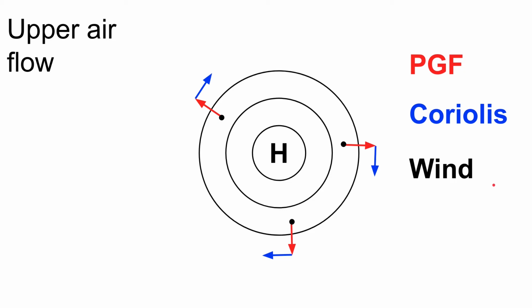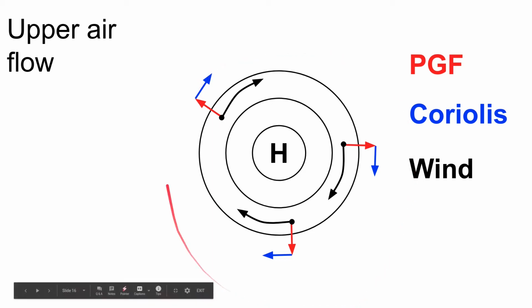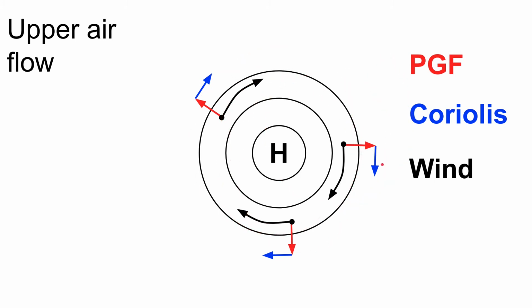It gets deflected to its right by Coriolis. So then the wind is just going to blow perpendicular to the pressure gradient force. This is what I meant before when I said the air starts to flow based on the pressure gradient force, gets deflected by Coriolis, and so it just keeps going around and around in a circle. So in the northern hemisphere, high pressure flows clockwise.